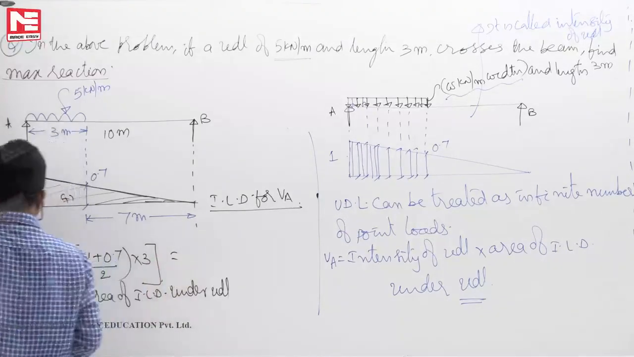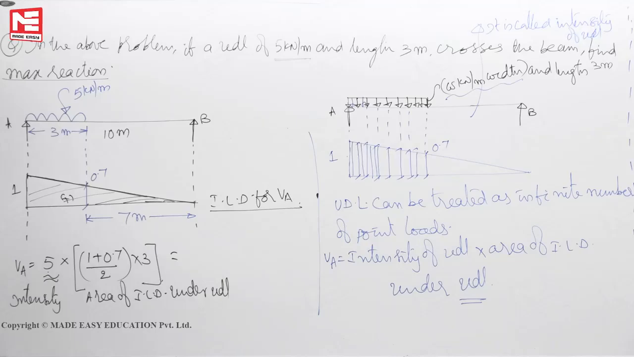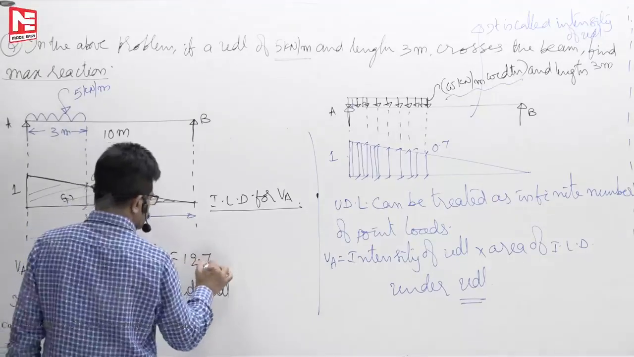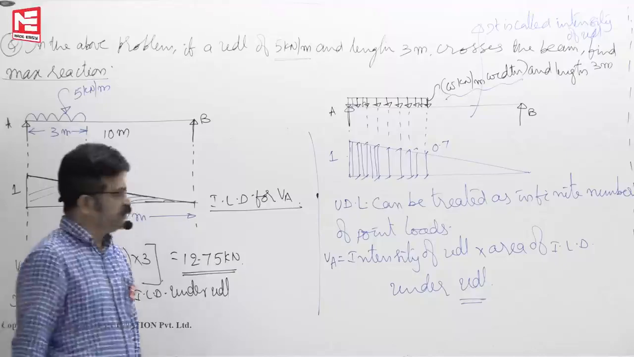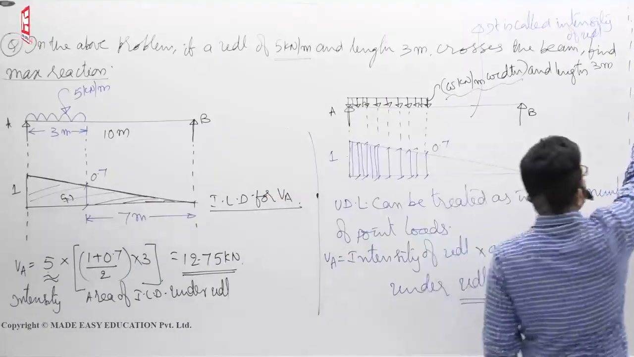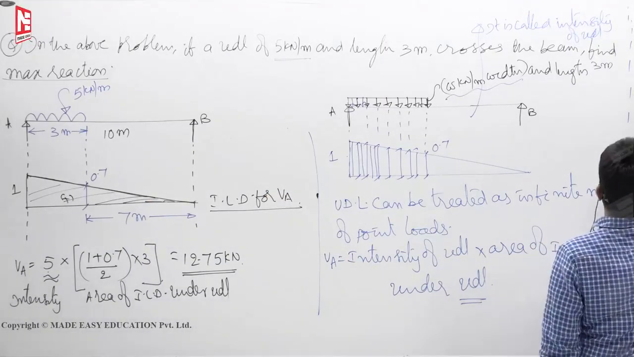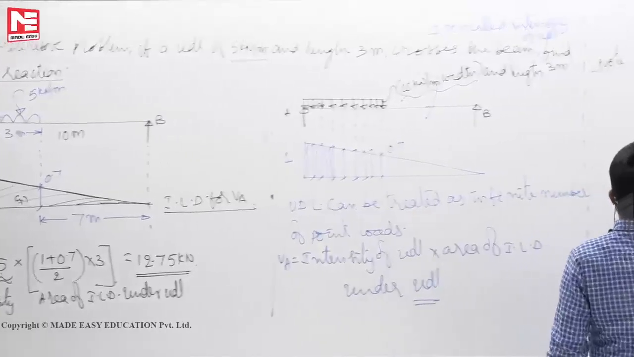Okay. Now you will get this value as 12.75, 12.75 kilonewton. Okay. Now supposing that in your calculations earlier you have calculated this way.